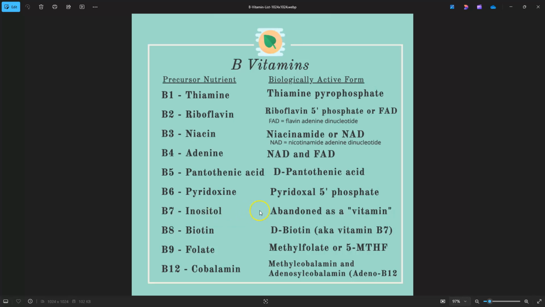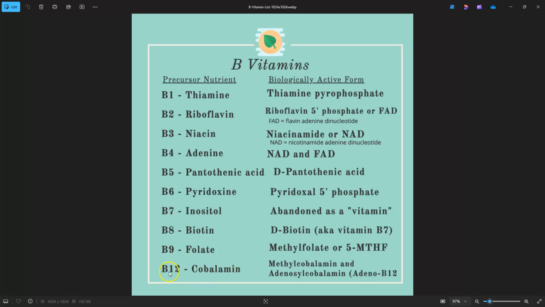B7, I didn't know anything about this. It's a sugar. B8 is biotin. So since B7 apparently is no longer considered a vitamin, sometimes biotin is called B7, but really we just call it biotin. B9 we call folic acid, right? We don't call it B9.